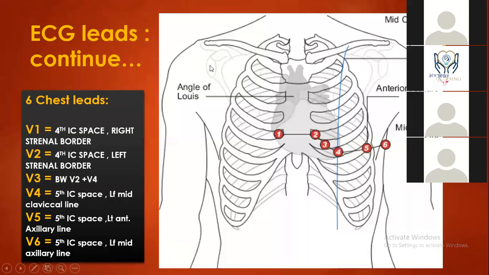Okay, let's go through the chest leads. We have 6 chest leads from V1 to V6. Where are they placed on the chest? We have the sternum. On the right side of the sternum, in the 4th intercostal space, we place the first one, called V1. In the opposite side, on the left, we have V2. Then V3 between V2 and V4. V4 is in the midclavicular line in the 5th intercostal space. Then in the anterior axillary line in the 5th intercostal space, we have V5, and V6 in the mid axillary line. So this is how they are placed from V1 to V6.